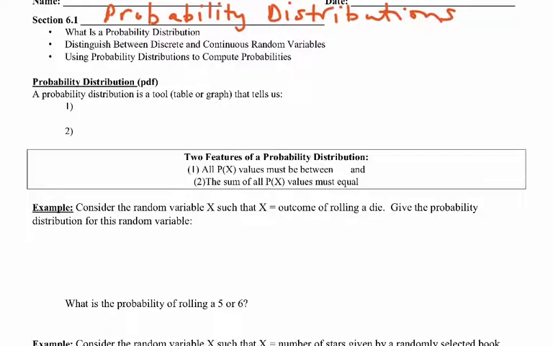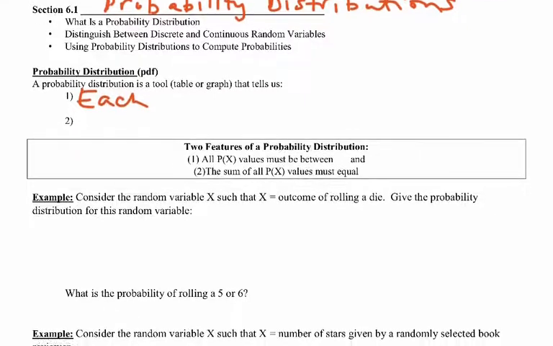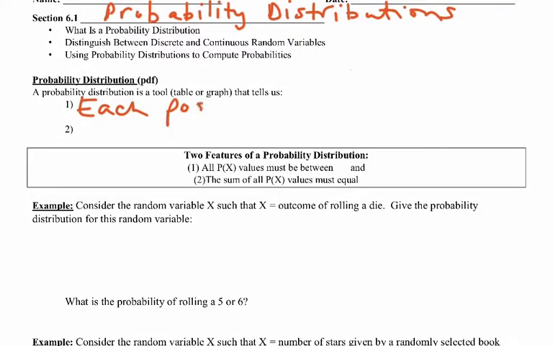So it tells us each possible outcome, so each event that could occur in that distribution. For example, if I flip a coin, what are my outcomes? It could land on heads or it could land on tails. If I roll a six-sided die, what are my outcomes? It could land on a 1, 2, 3, 4, 5, 6. So each event that is possible, that's going to be your outcomes.